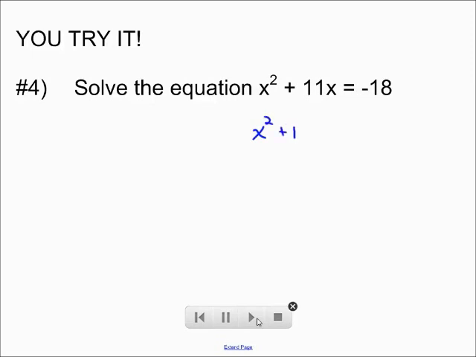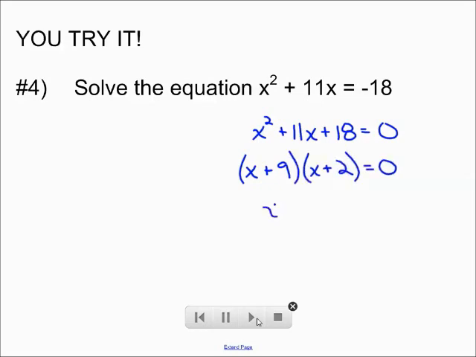Okay, so we have to start off by putting this in standard form. So I'll add 18 to both sides. Then I'm looking for factors of 18 that add up to 11. Not 18 and 1, but 9 and 2. So the solutions to this equation using the zero product property are negative 9 and negative 2. And you can always plug those values into the original equation and check.